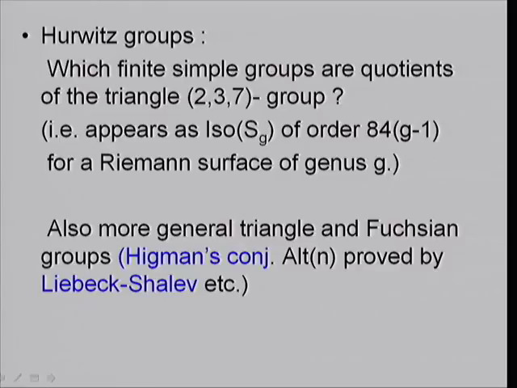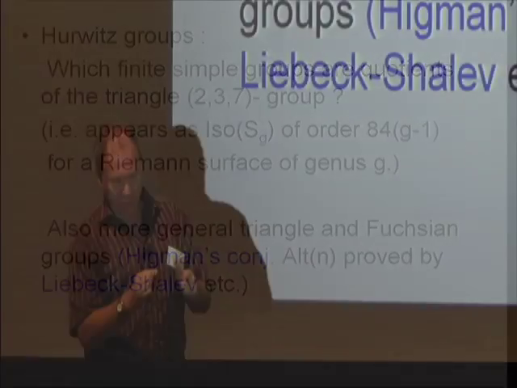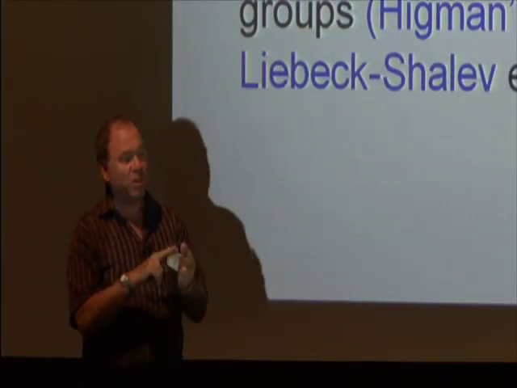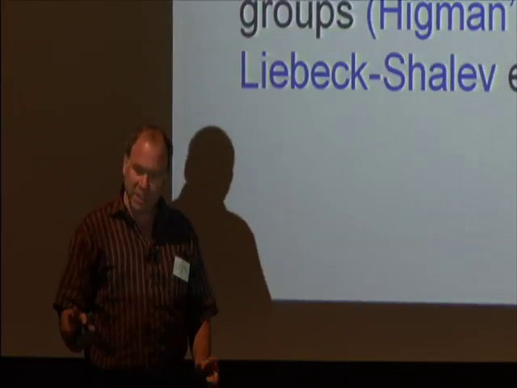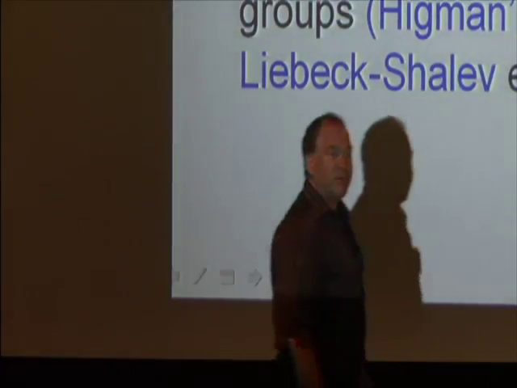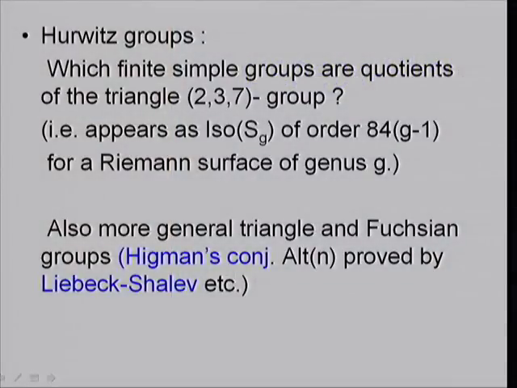Now, from the point of view of finite simple groups, to be a quotient of this 2-3-7 group is the following question. Can I find two elements in the simple group, one of order 2 and one of order 3, which generate the group? Up to this point, yes, I can. This was the theorem. But I want the product of them to be of order 7. Ah, that's more complicated. In fact, this is still open. But there are many results, there is Higman's conjecture, on which alternating groups are quotients of triangle groups, of Fuchsian groups. There are many results in this direction.